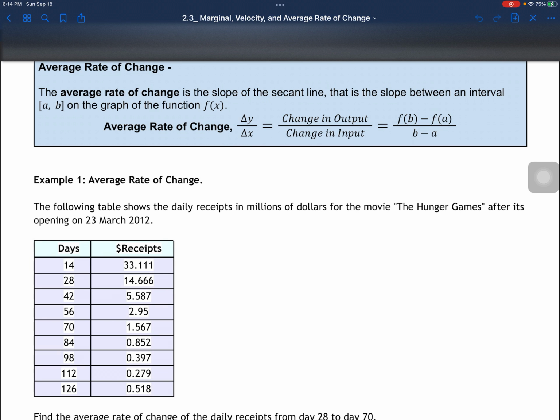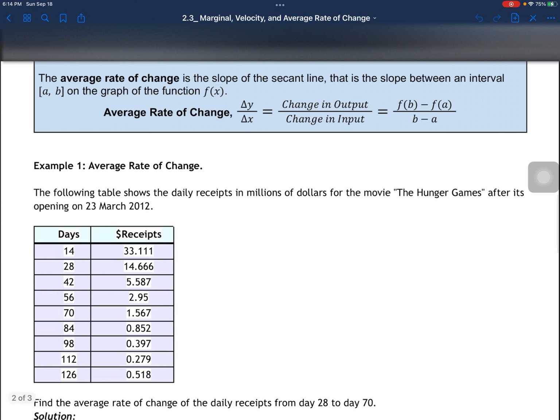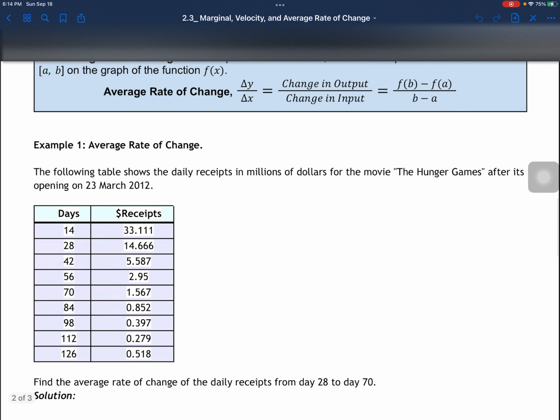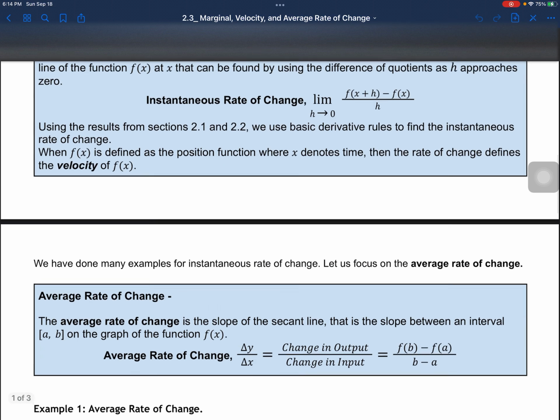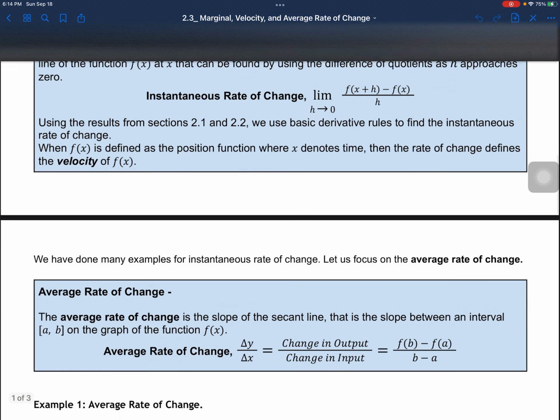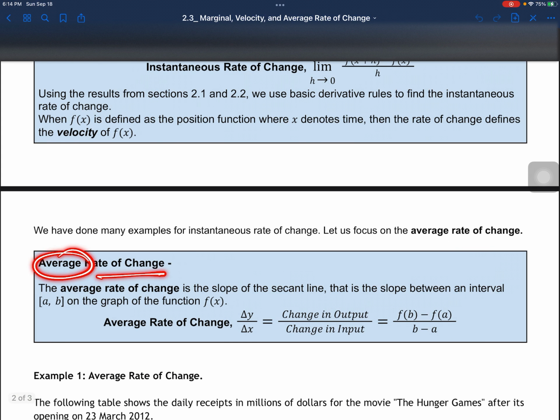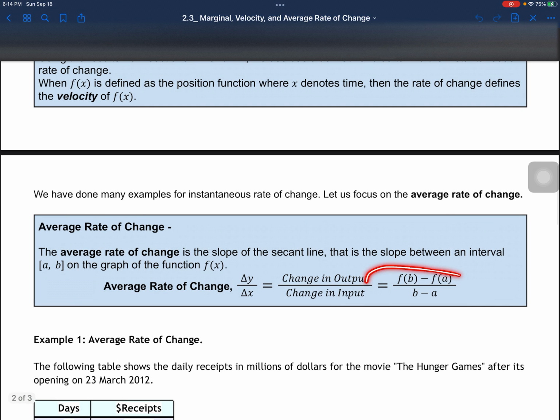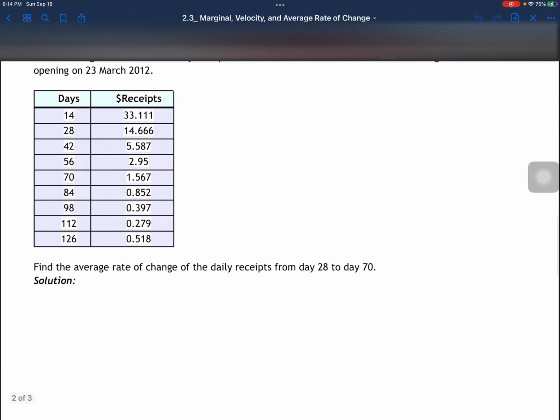33.111, that's the millions of dollars in receipts. All right, so the question is to find the average rate of change of the daily receipts from day 28 to day 70. Please know that this is not just a rate of change, because that would be the same thing as finding the instantaneous rate of change. They're asking us to find the average rate of change, so that's when we have to use this function.